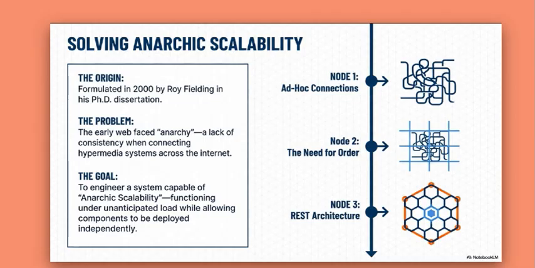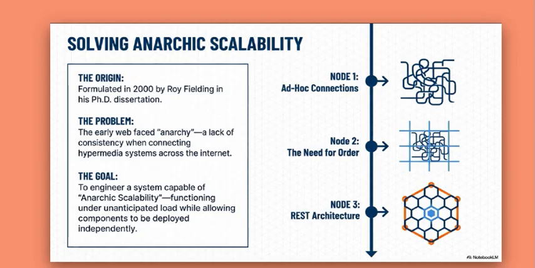So one system speaks French, another speaks Klingon. Exactly. And if you wanted to build an integration, you had to manually wire everything together. It was incredibly fragile. If one tiny thing changed, the whole system could break. I'm looking at a visual in our notes that shows this progression. It starts as this scribble of lines, just a chaotic knot. Then it moves to a grid, showing a desire for order, and finally it resolves into this clean honeycomb structure labeled REST architecture. That honeycomb represents the ultimate goal, anarchic scalability.